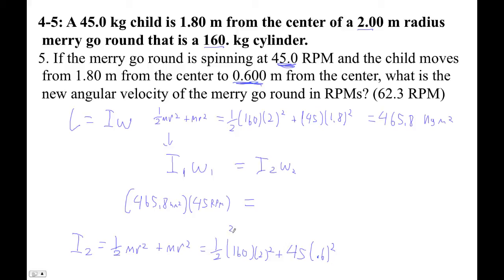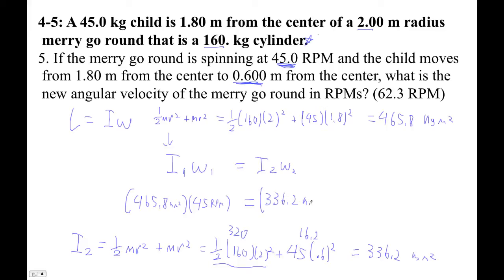So this is 320, right? Because half of 2 squared would be twice this, right? And then 45 times 0.6 squared is surprisingly small. That's only 16.2. So plus 320 is 336.2. Right, so all we're doing here is using the formula 1/2 mr squared for a cylinder, and mr squared for just some object, right? And that's kilogram meters squared, right? So we'll plug that in here.